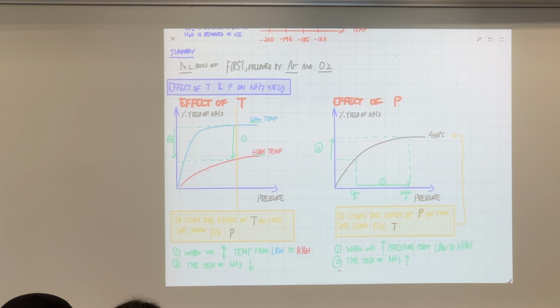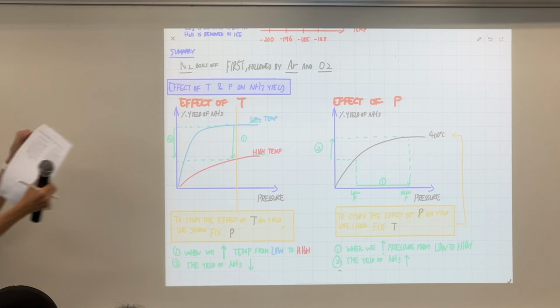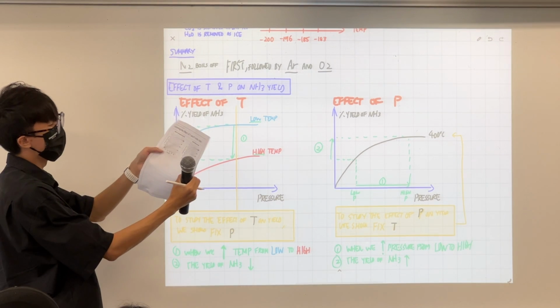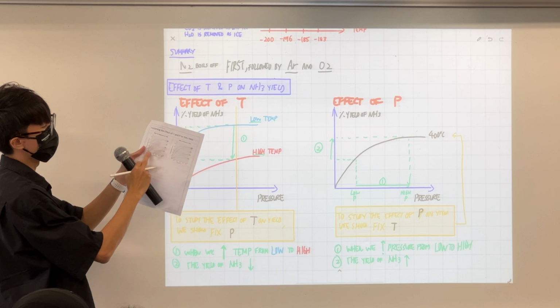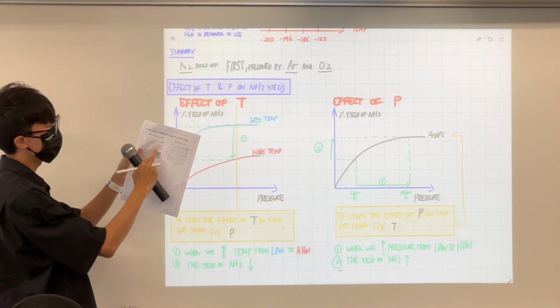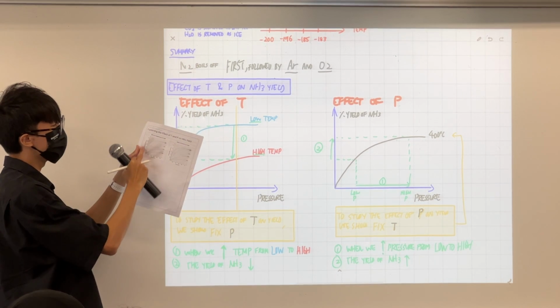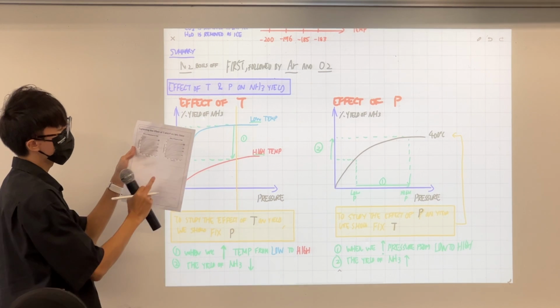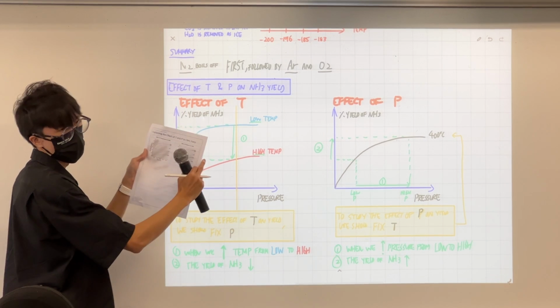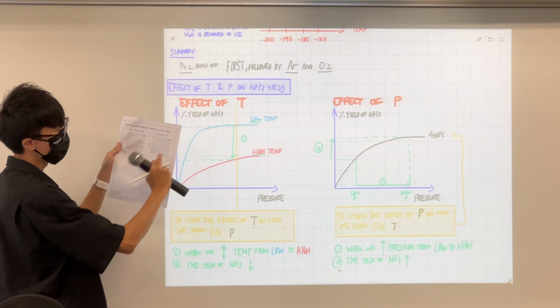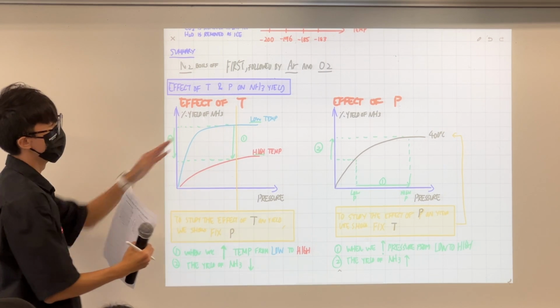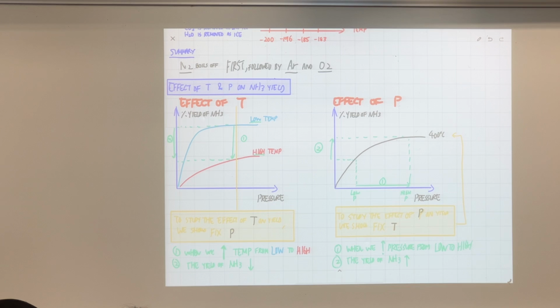Any questions so far? No. Okay, so for this graph, you can't be greedy and look at everything at the same time. If you look at everything, you don't get anywhere. You have to know what you're looking for. If you are studying the effect of temperature, just forget about the pressure. Just look at the temperature. When you change the temperature, you see the yield changing. But when you study the effect of pressure, you forget about the temperature. So you fix just one particular temperature and you study the effect on yield. So that's about the graph here.